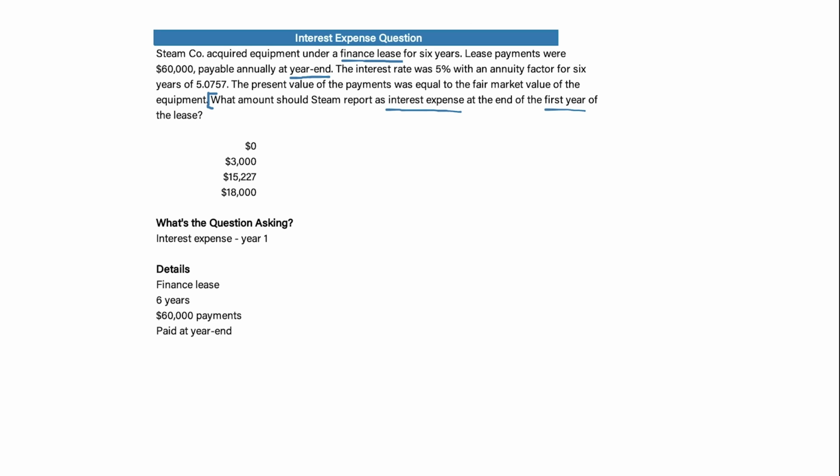The interest rate was 5% with an annuity factor for 6 years, right here. The present value of the payments was equal to the fair market value of the equipment. So the question already tells us it's a finance lease, but we also know that if the present value is more than 90% of the fair market value, then it would also be a finance lease.